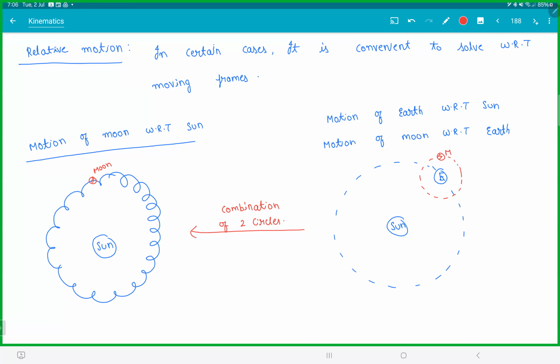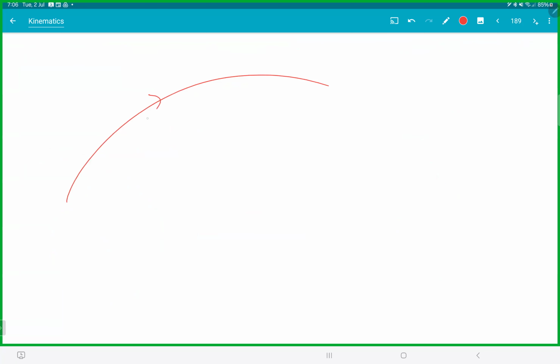And if you think about it, this is what we have been doing in projectile motion. When the object is going at an angle, we studied the motion as one vertical motion and one horizontal motion, isn't it? We always split the motion into the simplest components and then study them.